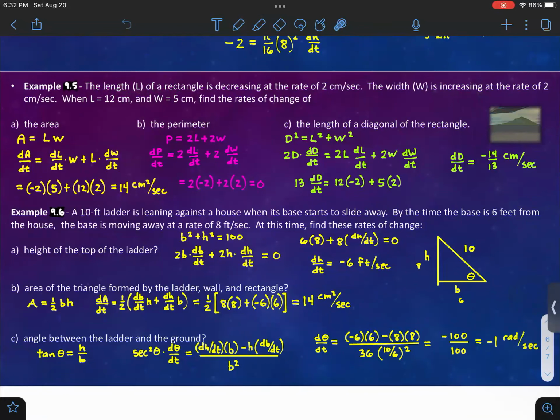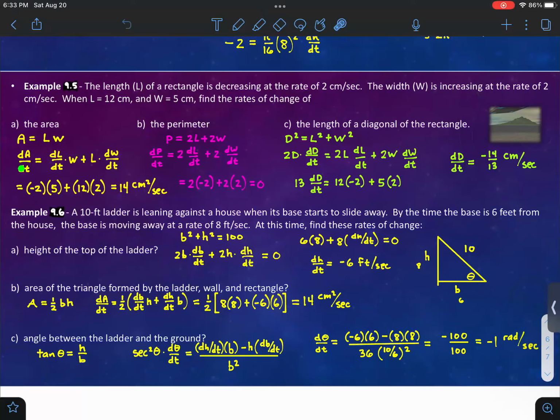Length of a rectangle is decreasing while the width is increasing. And we're going to be interested in the precise moment when L happens to be 12, W is 5. So firstly, rate of change of area. That means we probably want to start with an equation for area of a rectangle. I went with A equals L times W. I do have a lot of variables here, but unlike the previous problem, we don't have a nice, easy way to necessarily eliminate one of them. But this derivative isn't too bad.